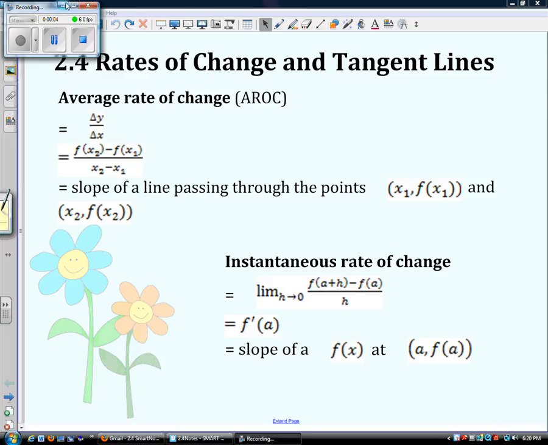Section 2.4. This is the last section of Chapter 2. Then we move on to Chapter 3, where we do a lot more things with derivatives. So 2.4, rates of change and tangent lines.